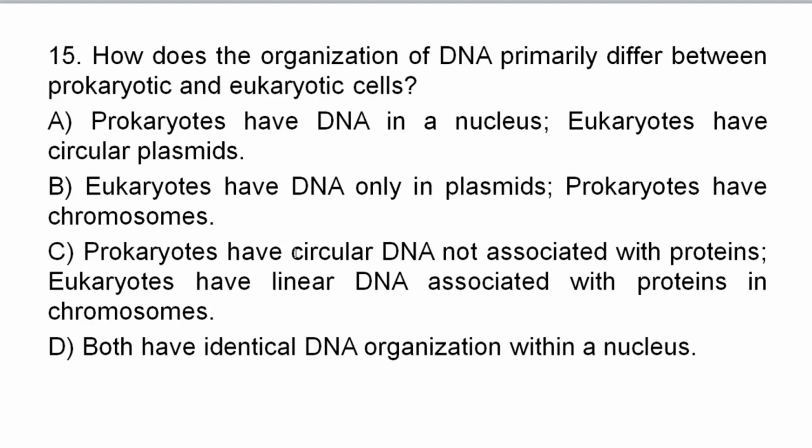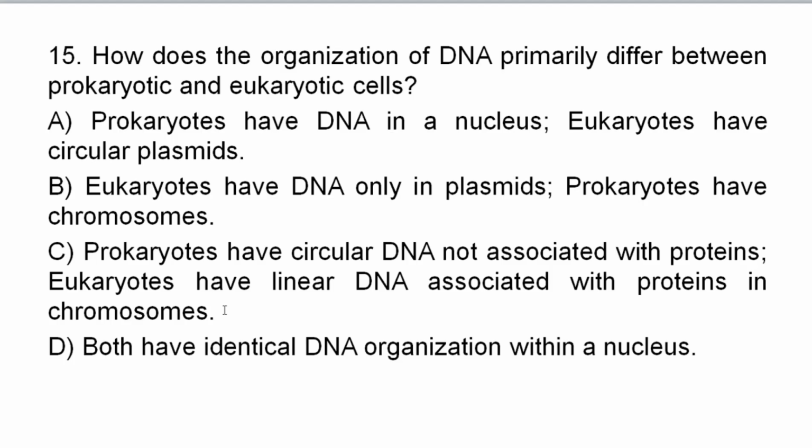I think you got the answer. The correct answer is C. Prokaryotes have circular DNA not associated with proteins. However, eukaryotes have linear DNA associated with proteins in chromosomes. This is the difference between prokaryotic and eukaryotic cells based on their organization of DNA.